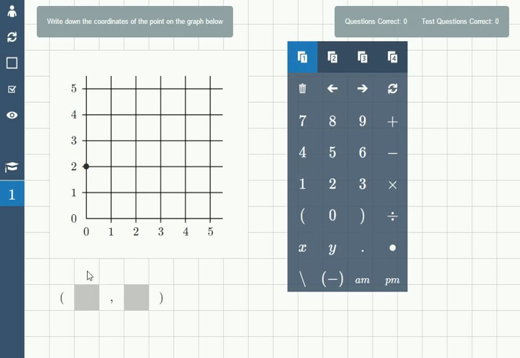It's also important to remember that when you write down coordinates, it's always the x value that comes first and the y value that comes second. So the x before the y, just like the alphabet.